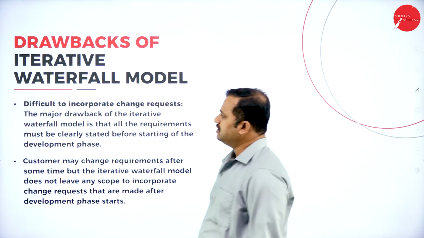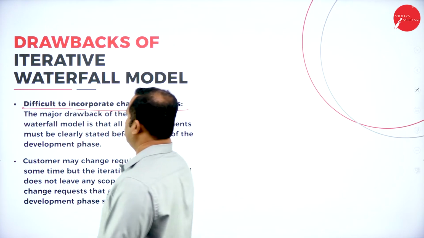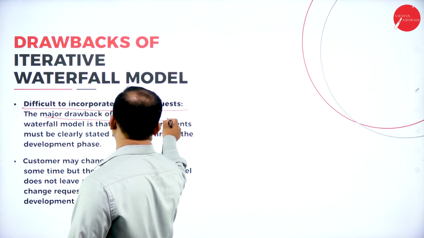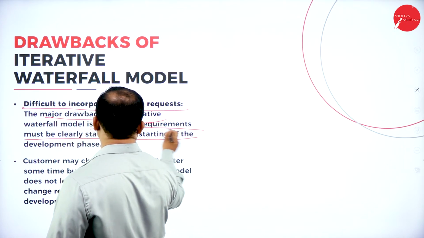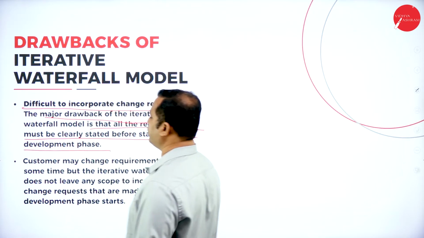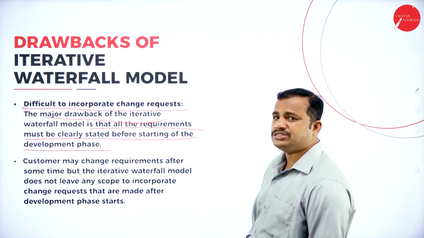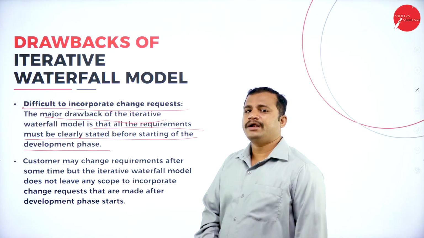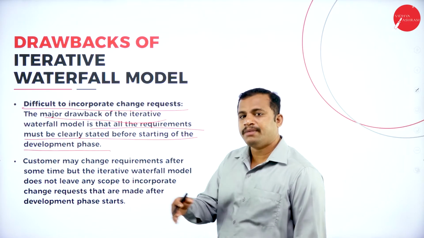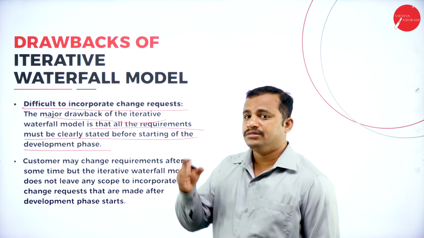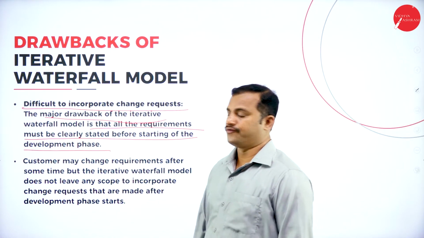If that is the case, it is difficult to incorporate change requests. That means the major drawback of this iterative waterfall model is that all the requirements must be clearly stated before starting the development phase. That is one of the difficulties. If any required change is missed out, then it has to be incorporated by moving back through the feedback path to the previous phase. That is very difficult in the case of the waterfall model.